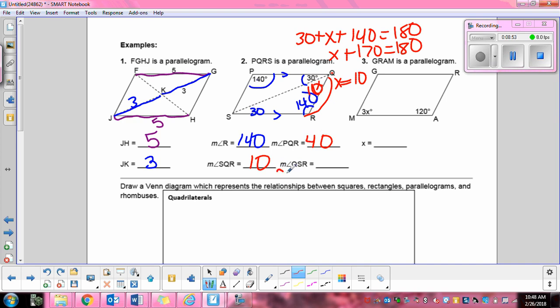So try to find this. I kind of already plugged it in for you, but try to find it. It says this is a parallelogram. What we know is that these two angles that are next to each other have to add up to equal 180. So add them up, set them equal to 180, and try to find out what X is.